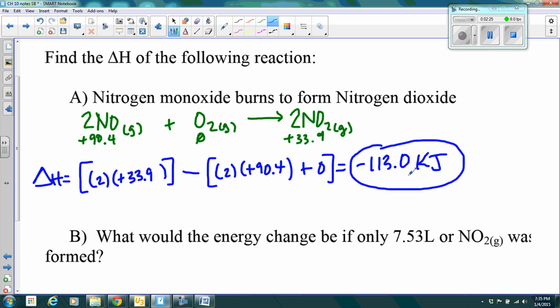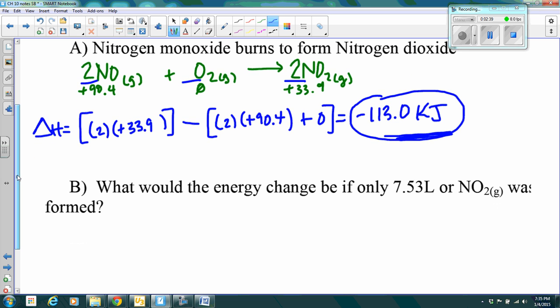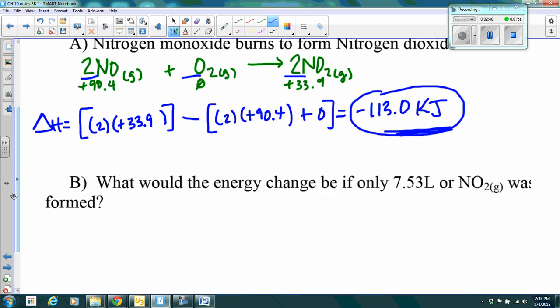Okay, so now if we take a look at this, before we move on to the second part, what I need you to understand is that I have this many kilojoules when I have 2 moles of nitrogen monoxide, 1 mole of oxygen, and 2 moles of nitrogen dioxide. Well, in the second part of this question, you're going to see that I don't have a full 1 and 2 moles of my substance, and so I want to find the energy change if it's going to be less than that. So there's a typo here, you guys.